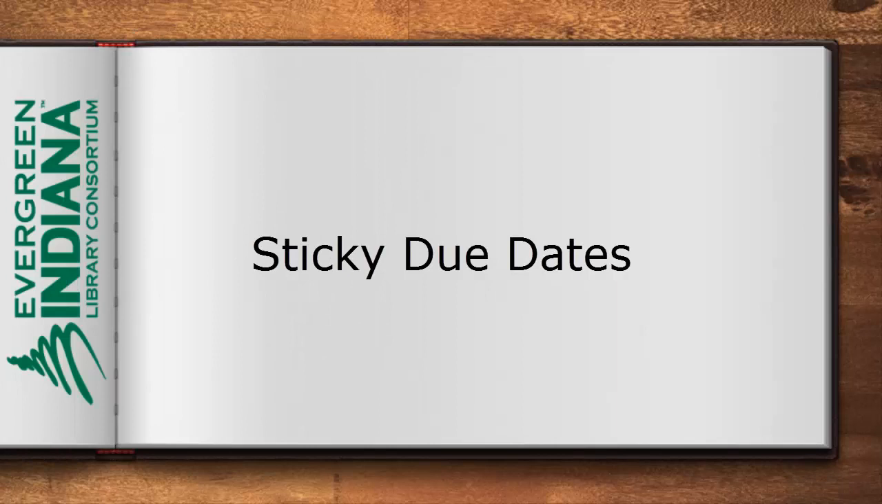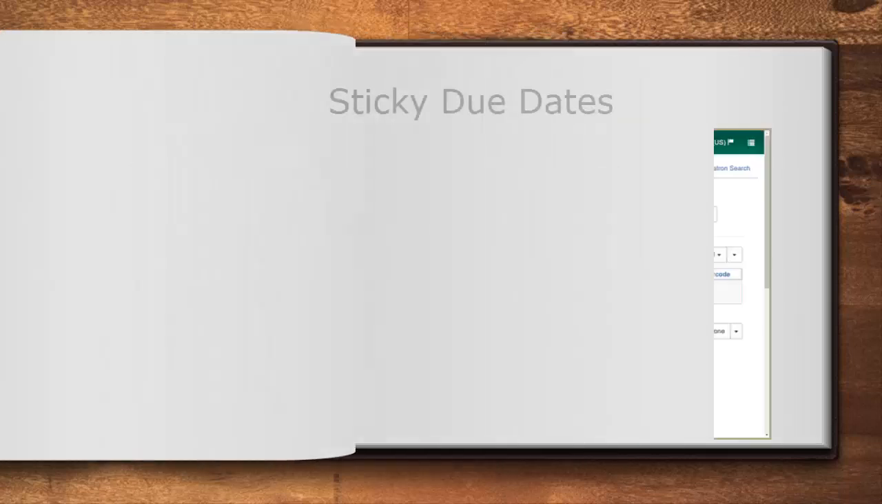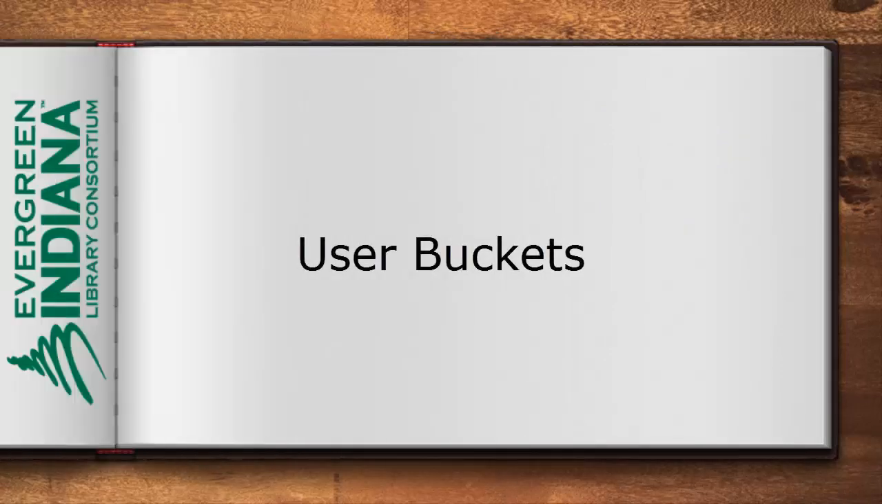Sticky due dates. Our bookmobiles have been waiting for a very long time, but sticky due dates have finally arrived and are already being used with great enthusiasm. To set a session or sticky due date, click on this drop-down in the patron interface and choose Use Specific Due Date Until Logout when you open up the account of your first patron at a stop. The selected due date is retained by the client for as long as that tab is open or that staff person is logged in.